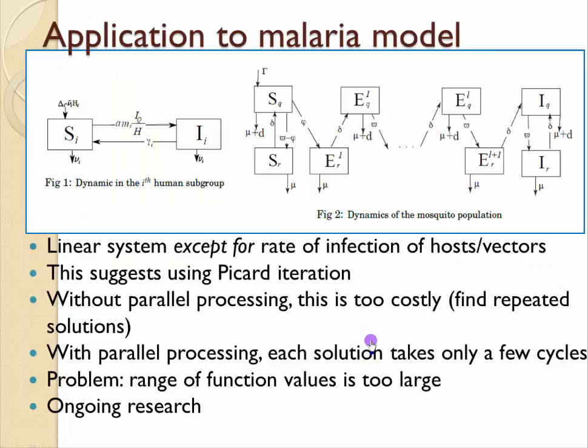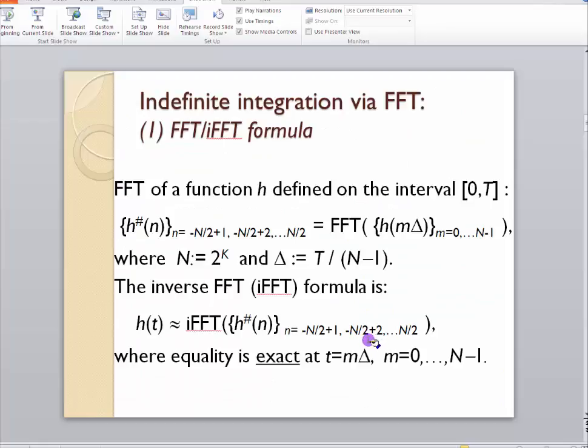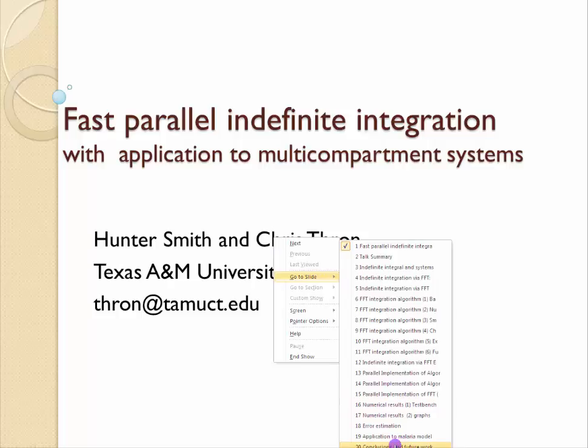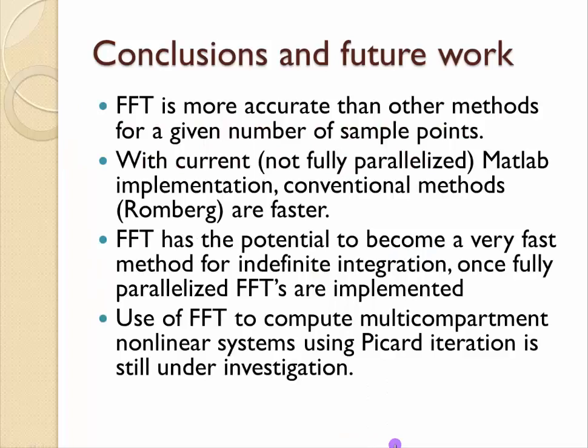And conclusion. In conclusion, FFT is more accurate than other methods for a given number of sample points. And with the current not fully parallelized MATLAB implementation, conventional methods, especially Romberg, are faster. FFT does have the potential of becoming a very fast method for indefinite integration once fully parallelized FFTs are implemented.